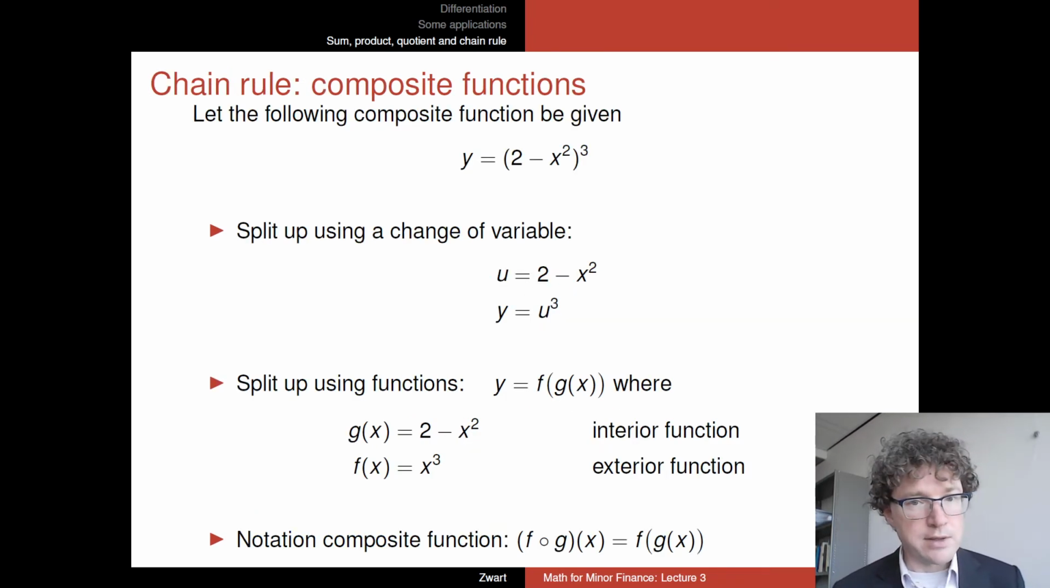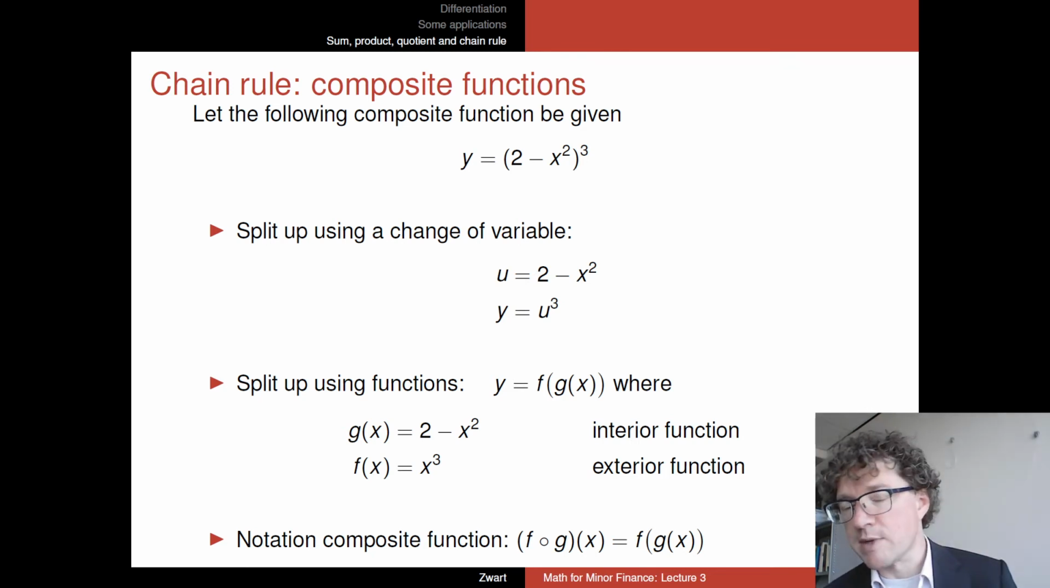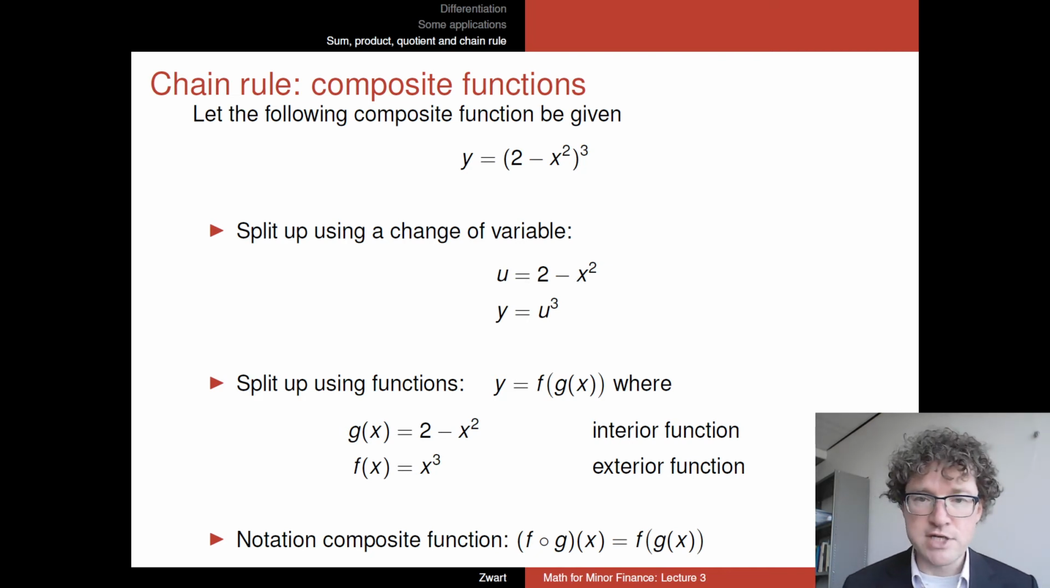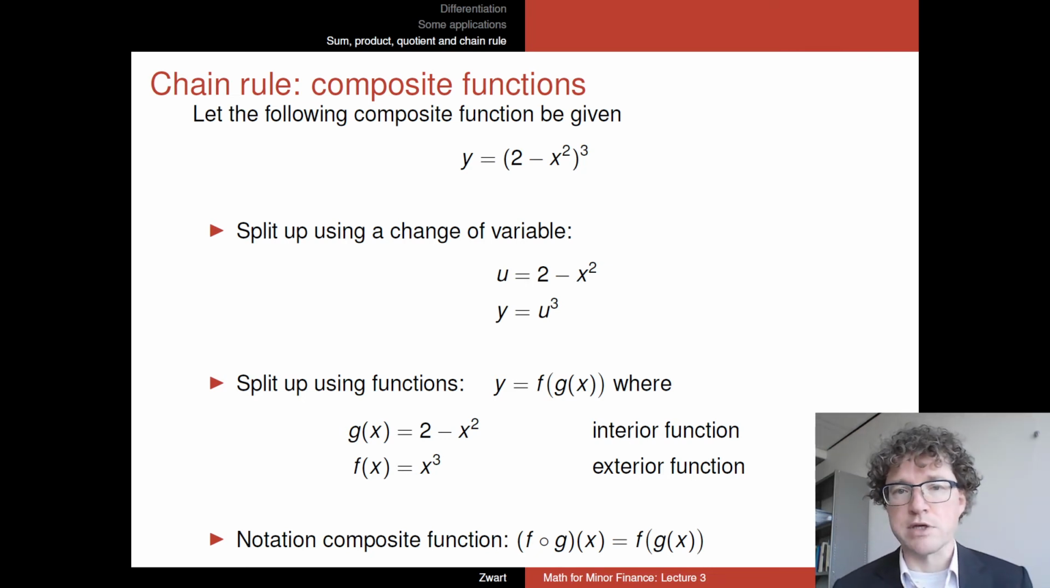So the final part that I'd like to do in the rules for making differentiation possible or easier is the chain rule, and the chain rule applies to composite functions. So what's a composite function? A composite function essentially is a function where first we apply one function, and then the result that we get from that first function we put into a new, second function, and the end result is the composite function.